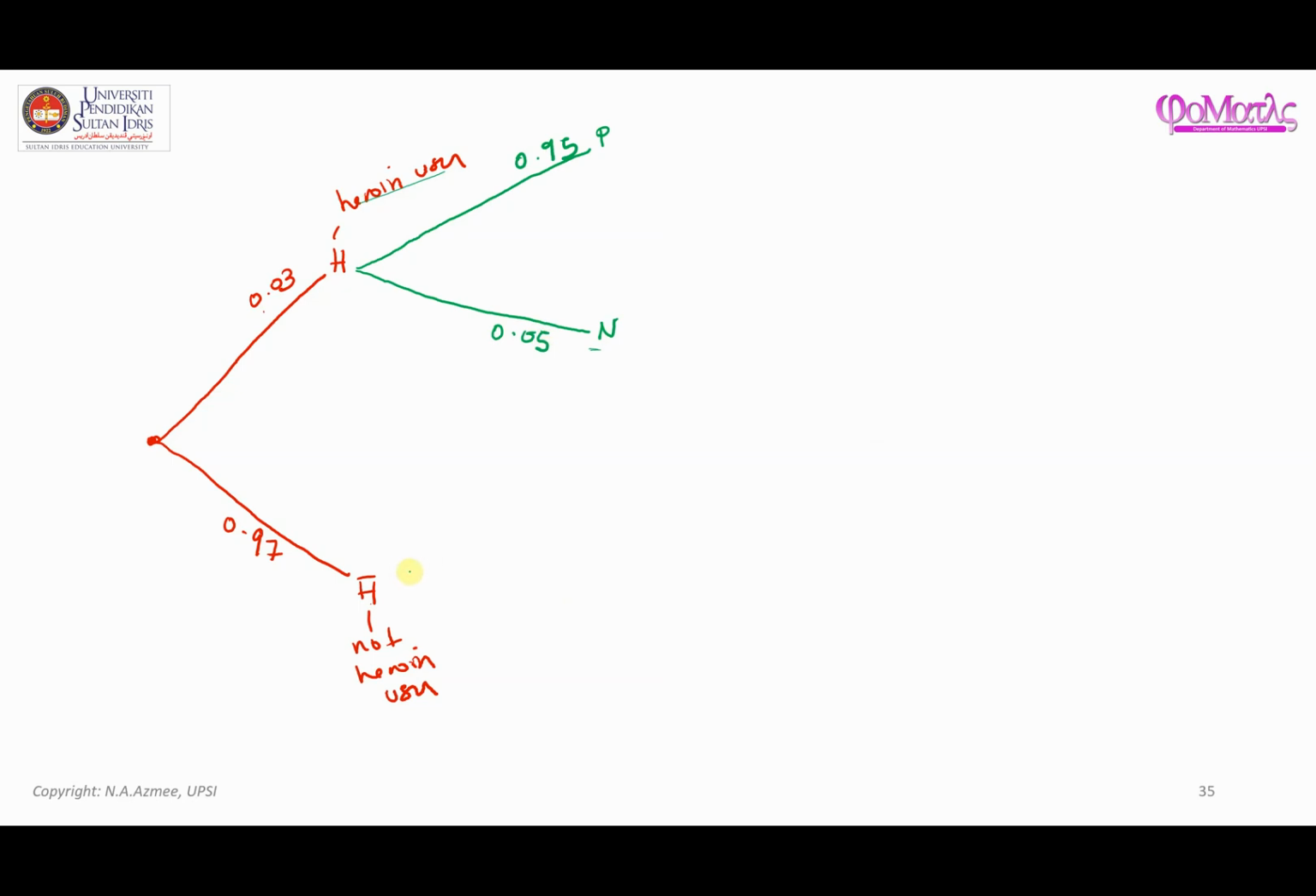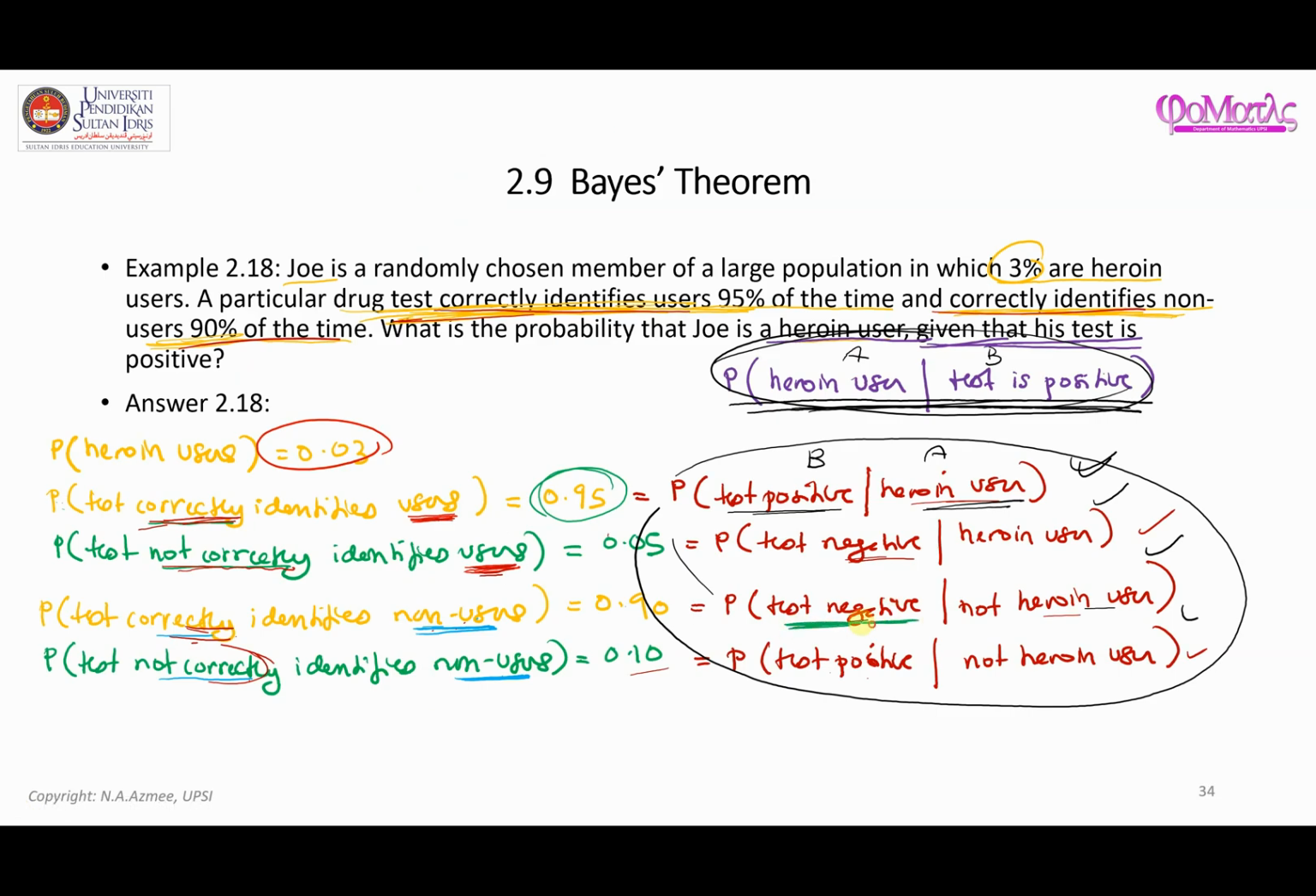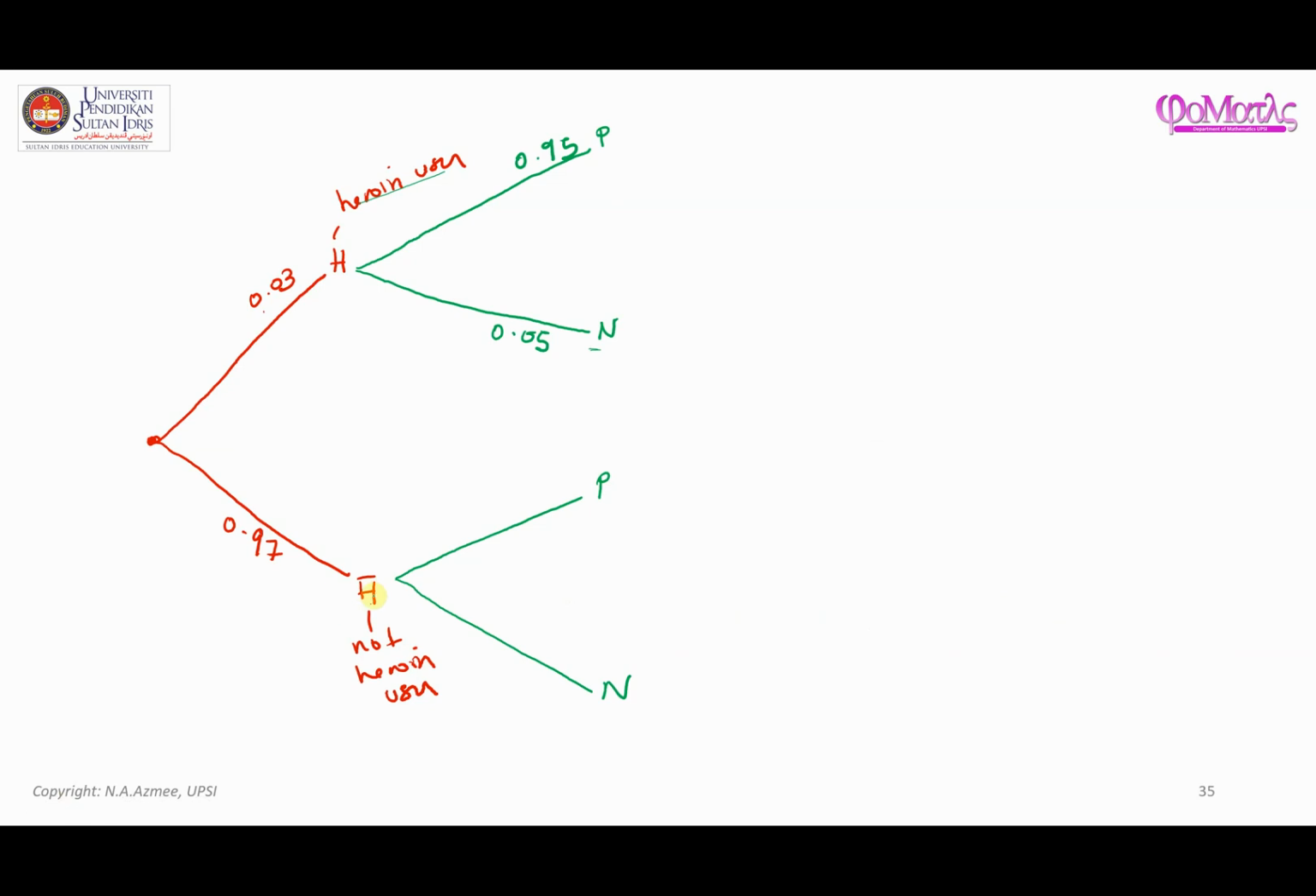Okay, in a similar manner, if you do a drug test on a person that is not a heroin user, again, there are two possibilities. You can get a positive result, you can get a negative result. Now, the result that we have here, you test negative given that you are not a heroin user, is 0.9. This is what should happen. If you're not a heroin user, the result should be negative, right? And the probability of getting a negative result should be high, and in this case it is 0.9.